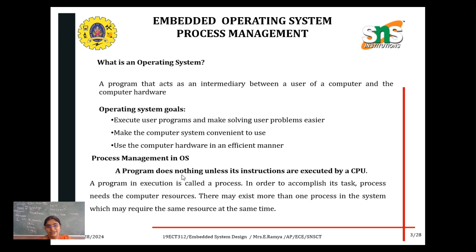Process management in OS: a program does nothing unless its instructions are executed by a CPU. A program in execution is called a process. So, students, you have to understand the main functions of the OS. It makes the computer system convenient to use. That is the main goal of the OS. In that, we have to concentrate on the process. A program in execution is called a process. I hope you understand the difference between a process and a program.